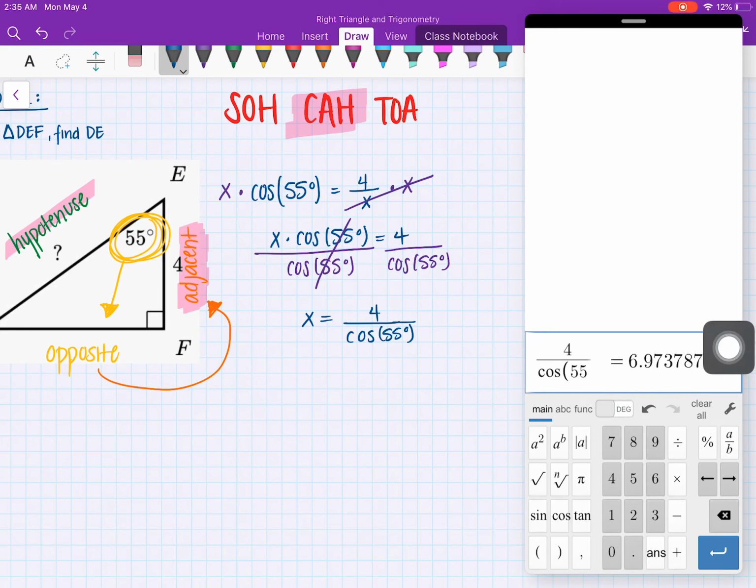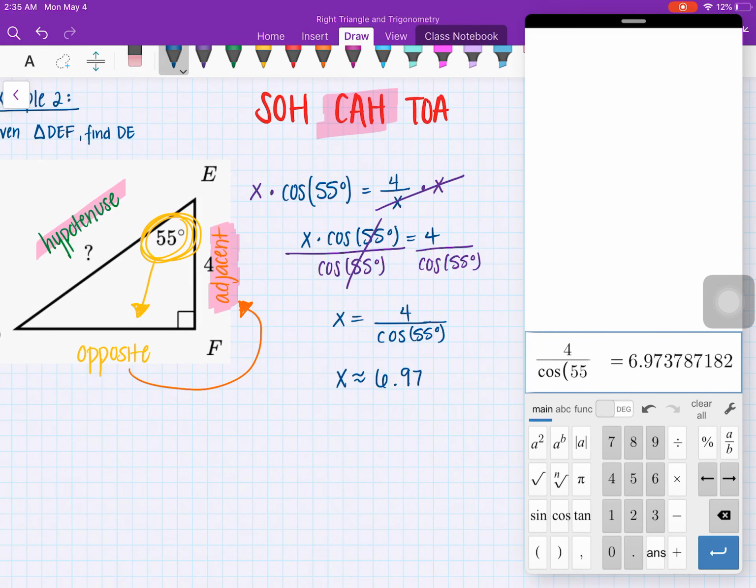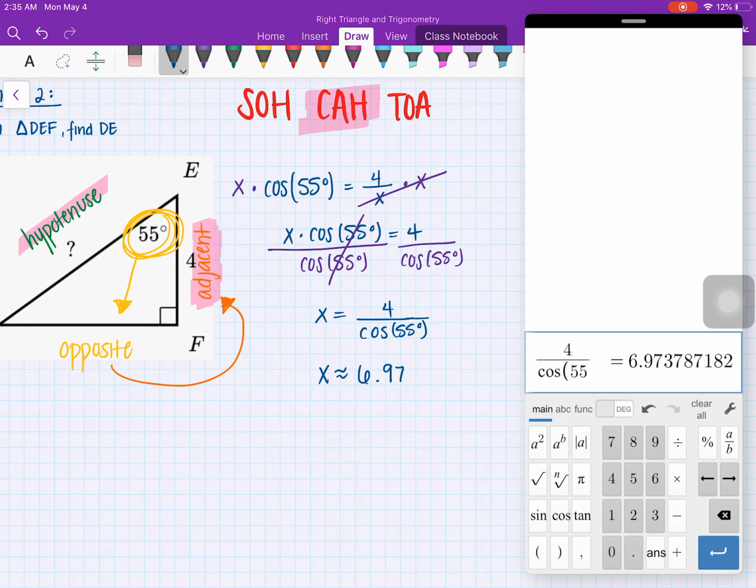So in this case, x is approximately 6.97. And this is the measurement of the side, which is the side DE. So then DE is approximately 6.97.